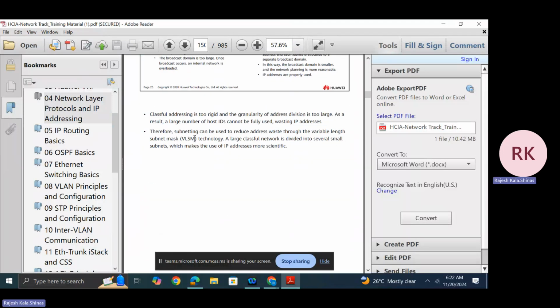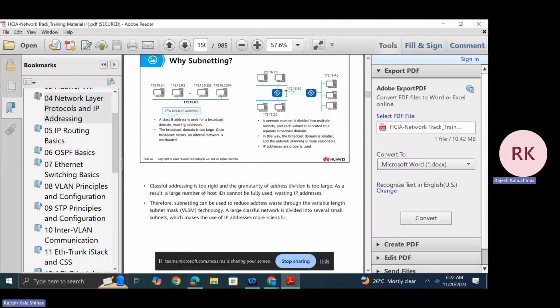Okay, then we'll discuss VLSM. We have two types of subnetting: fixed subnetting and variable length subnetting. Fixed means when I divide the network into different subnets, each subnet will have the same number of host machines. So 172.16.1.0, 2.0, 3.0, everyone will have, for example, 14 host addresses.